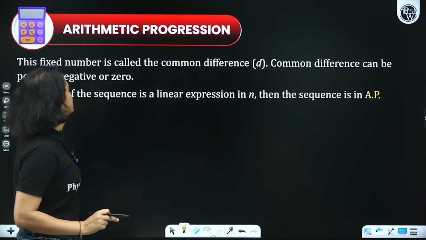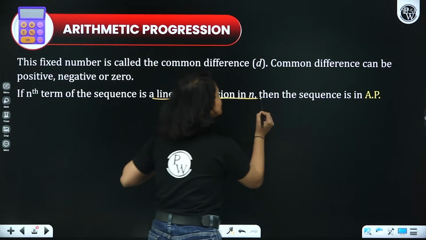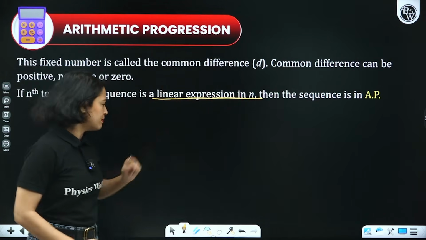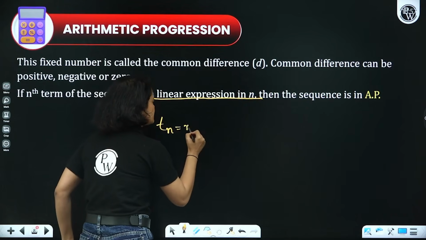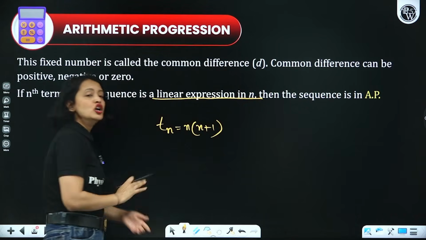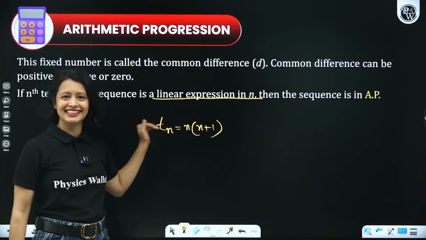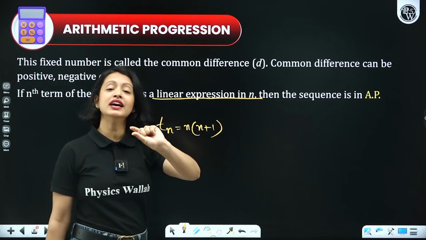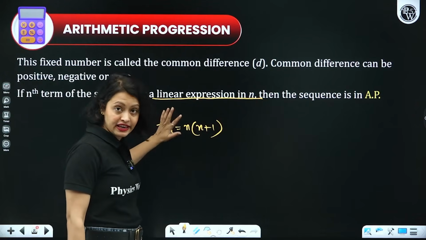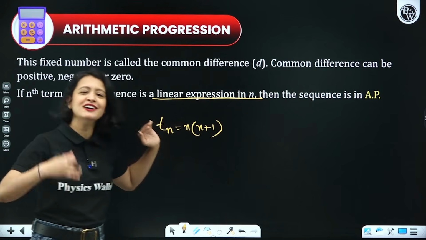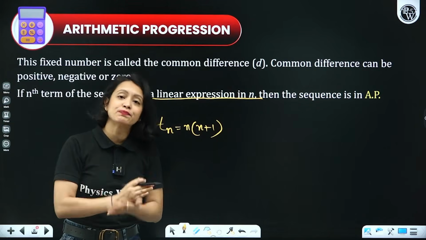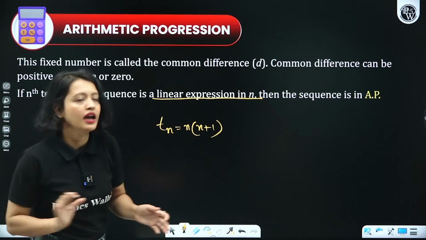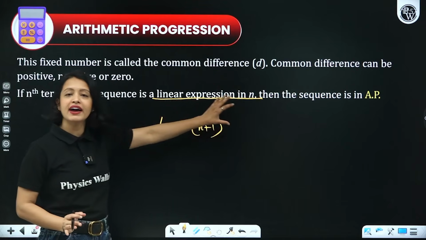Okay, now if the nth term of a sequence is a linear expression in n, then the sequence is an AP. This is super important, guys. So remember, we just did a question where the nth term was given something like n into n plus 1. So here the rule was given to find any nth term for a sequence. Now remember, guys, if the expression that is given for the nth term is linear, then it will be an AP, otherwise it will not be an AP.